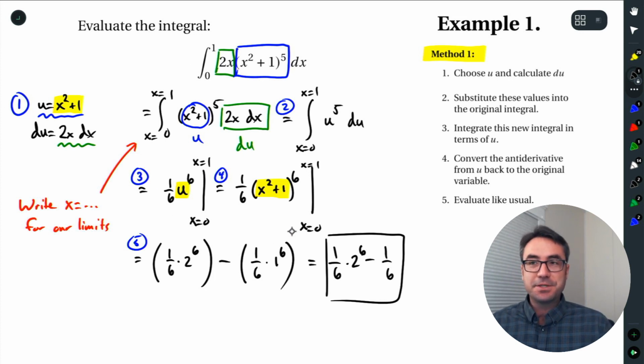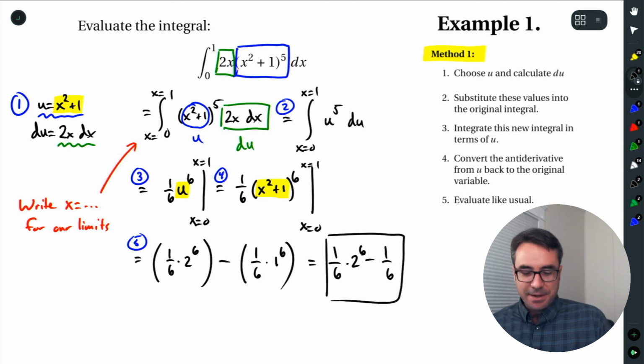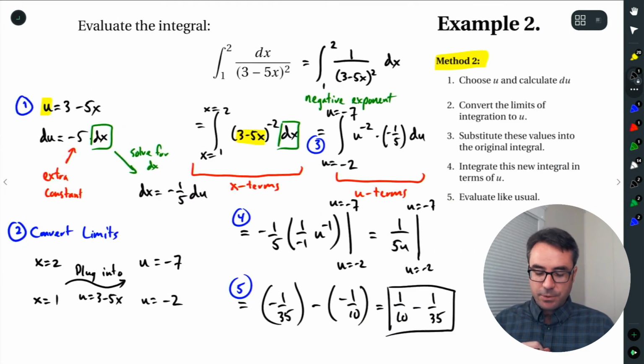Personally, I tend to prefer this method, and I tend to see fewer mistakes this way, just because you're going through the substitution rule process just like you normally would, and then the evaluation just happens at the end once you're done getting all the antiderivatives. But decide which way you like doing it.